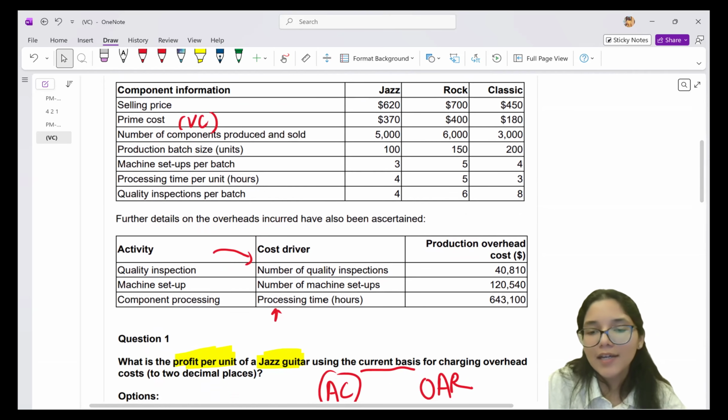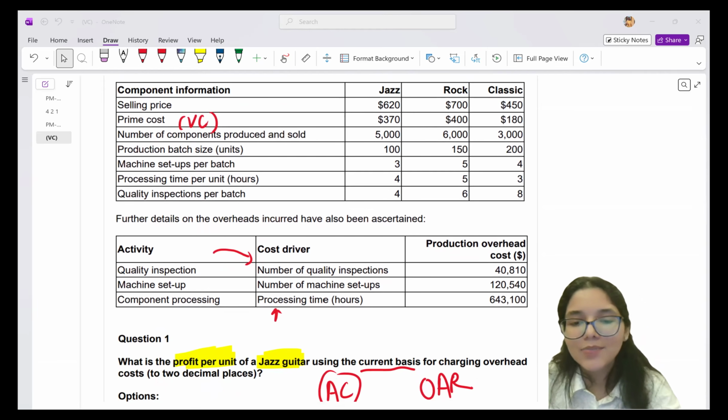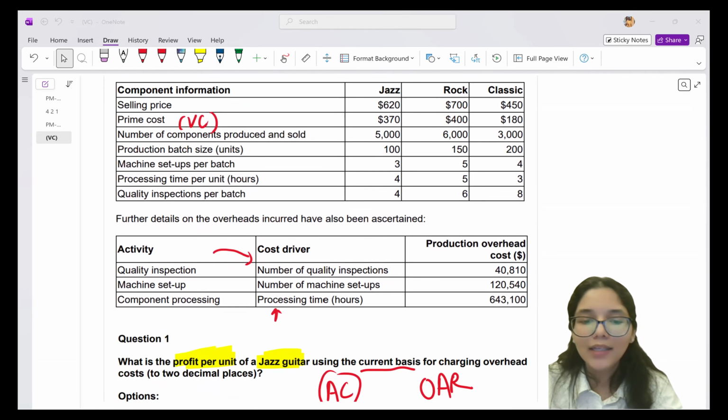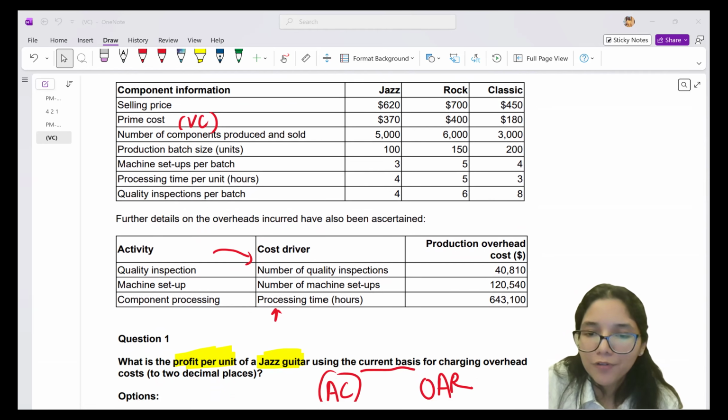So 40,810, I will add the expenses together, 40,810 plus 120,540 and then plus 643,100. So this gives me 804,450.